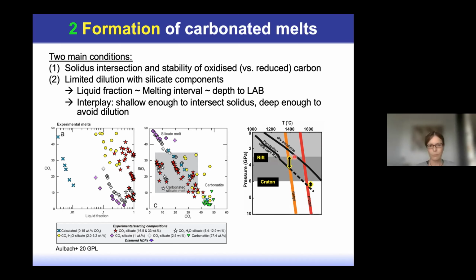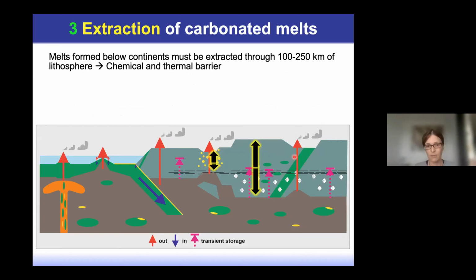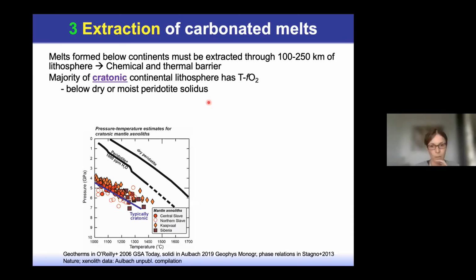Now we have made a carbonated silicate melt, but we also need to extract it through, say, 100 to 150 kilometers of continental lithospheric mantle. And this is again not trivial, because this mantle, when it forms, is reduced and depleted, and it's also cool. And this presents a chemical thermal barrier to put a carbonated silicate melt through, for example, and much less carbonatite.